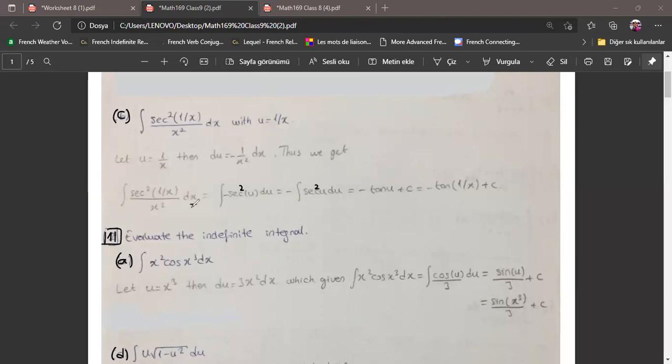But we need to find it in terms of x. We need to find the result. The result should be in terms of x. So instead of u, we just plug 1 over x and get this one, okay?